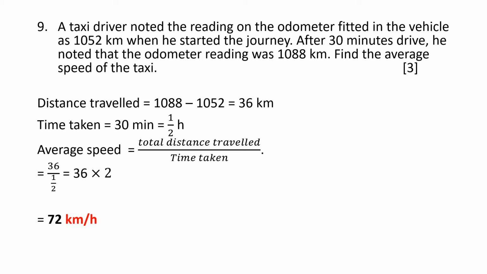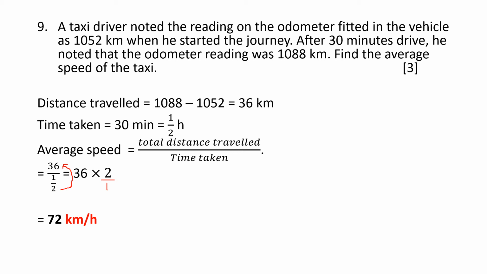Then average speed is total distance traveled upon time taken. So 36 upon 1 upon 2. And what happens to this 1 upon 2? When it goes on the top, it becomes 2 upon 1. Now 2 upon 1 is nothing but 2. So 36 2s are 72. So the average speed is 72 km per hour. Means in 1 hour it travels 72 kilometers. So in half an hour it has traveled 36 kilometers.